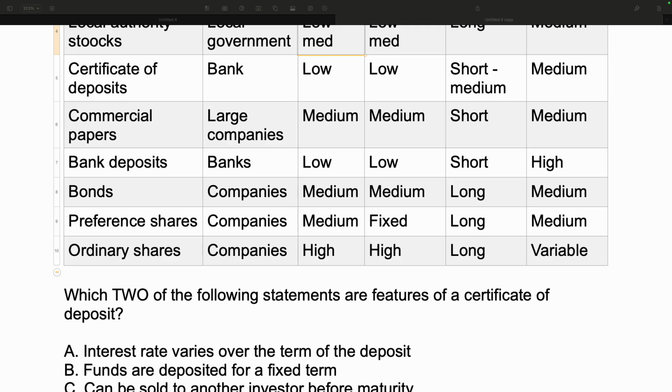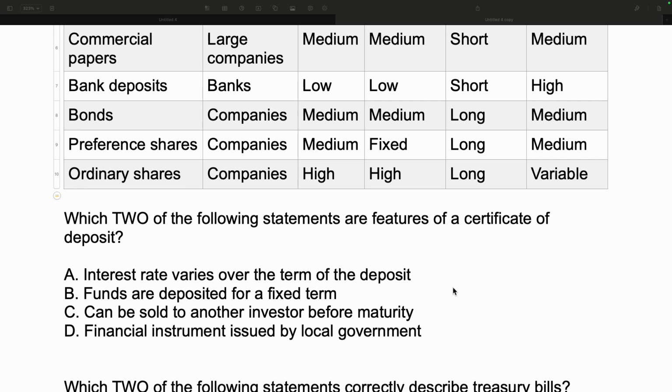The answer is going to be B, C. Is it B, C? The rest of you all okay? So if you look at this part, the answer is going to be certificate of deposit. Should be B, C together. All right.